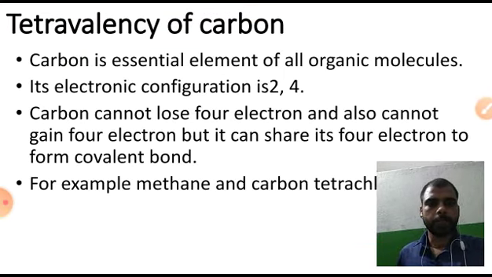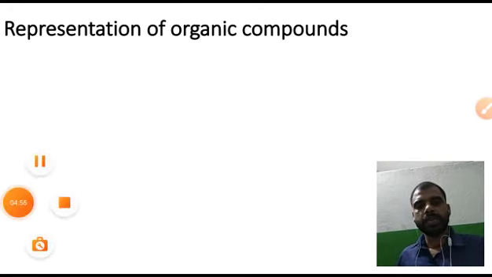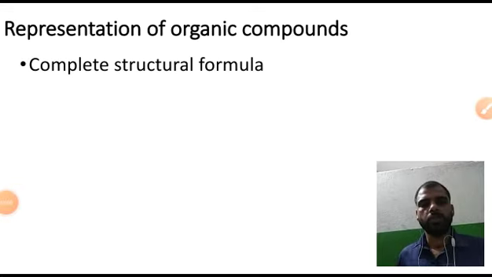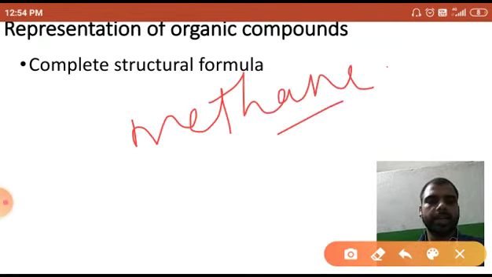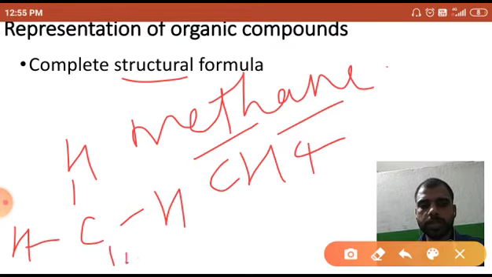Now the next thing: representation of organic compounds. How can you represent organic compounds? Organic compounds can be represented in various ways. First, you can see the complete structural formula. What is the meaning of complete structural formula? If I take the example of methane and write this organic compound in structure form, methane, as you know, is CH4. So C, with one hydrogen, one hydrogen, one hydrogen, and one hydrogen.